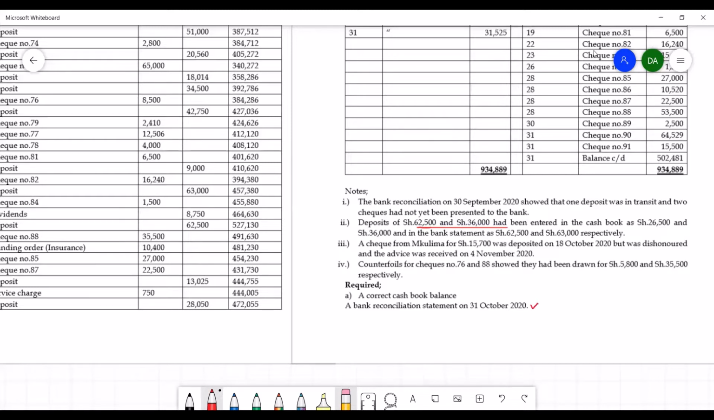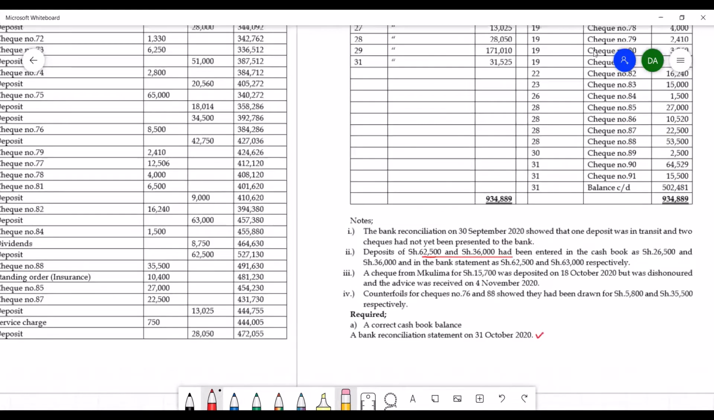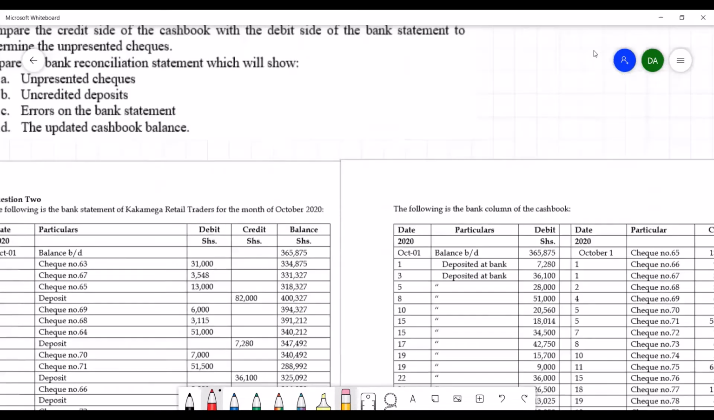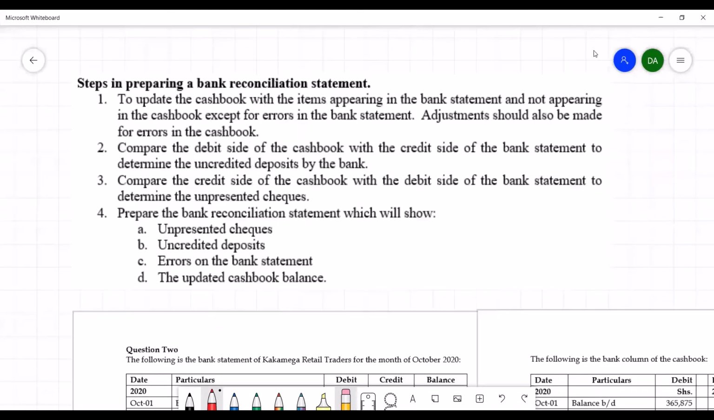Now, to answer this question, let us remind ourselves first about the steps that we need to follow to prepare a bank reconciliation statement. The steps, as we have learned before, include the following. First, update the cash book with the items appearing in the bank statement and not appearing in the cash book, except for bank errors, which appear in the bank statement.